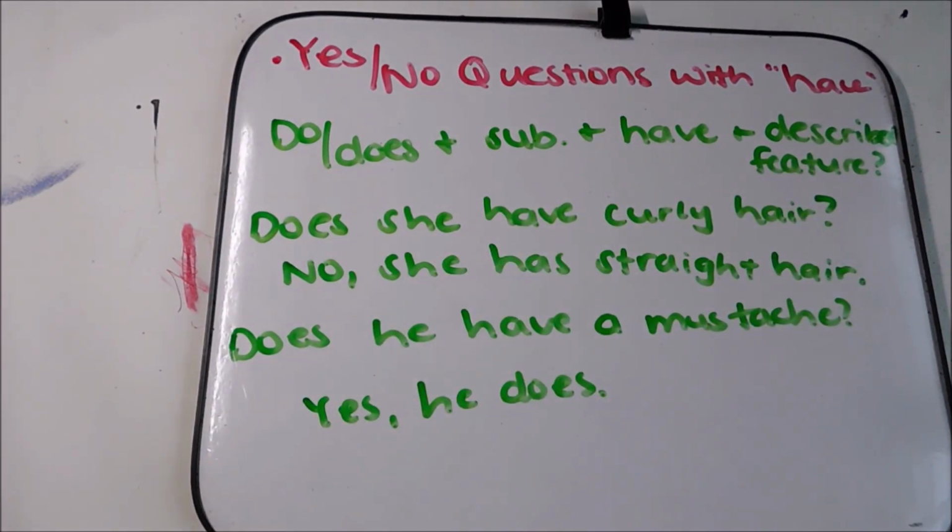One example is, does she have curly hair? And the answer could be yes, she does, or no, she has straight hair. Another example is, does he have a mustache? And the answer can be yes, he does, or no, he doesn't.